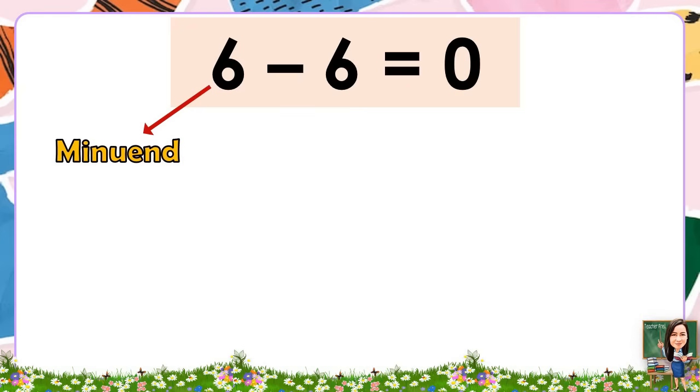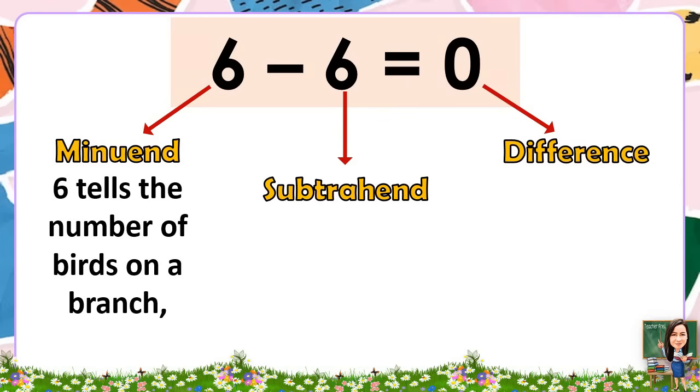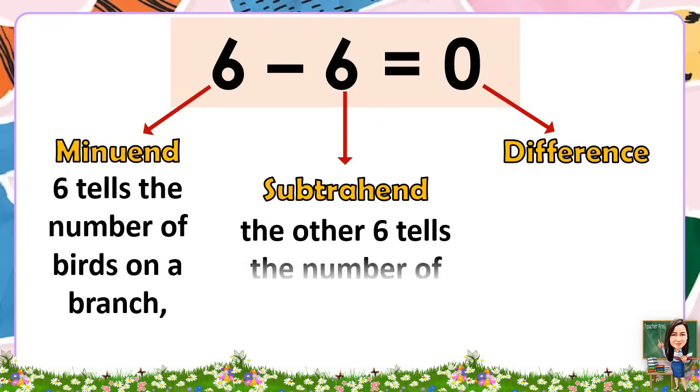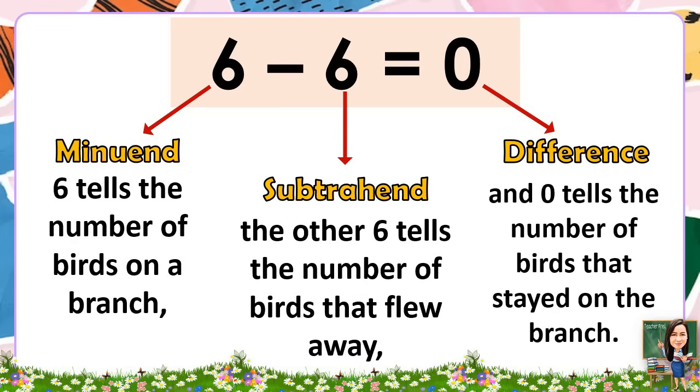6 is the minuend. Another 6 is the subtrahend. And 0 is the difference. 6 tells the number of birds on a branch. The other 6 tells the number of birds that flew away. And 0 tells the number of birds that stayed on the branch.